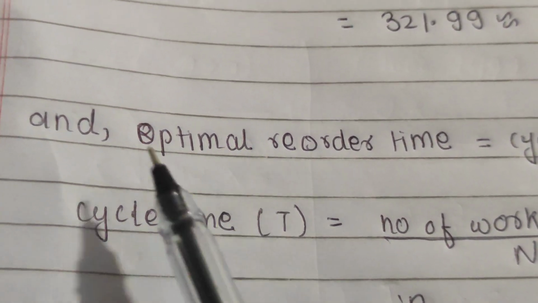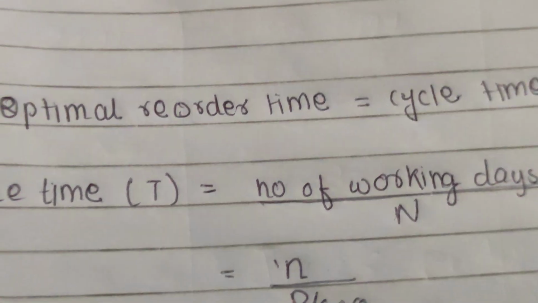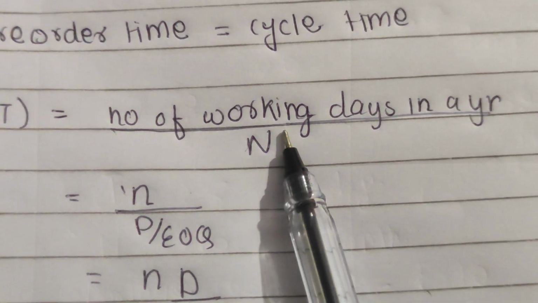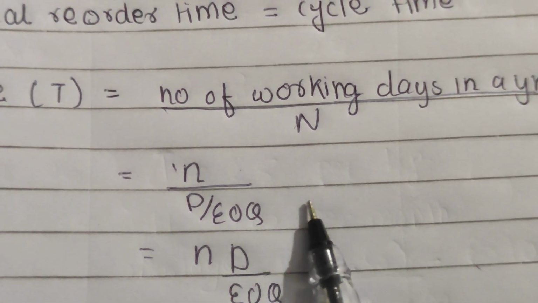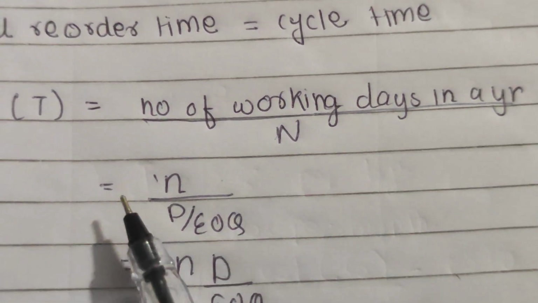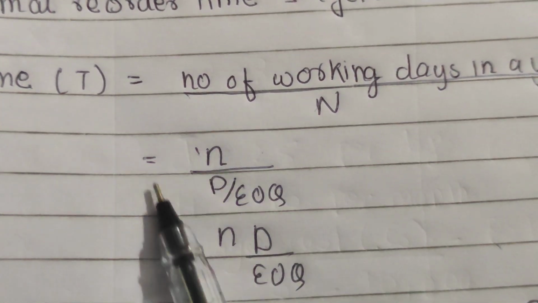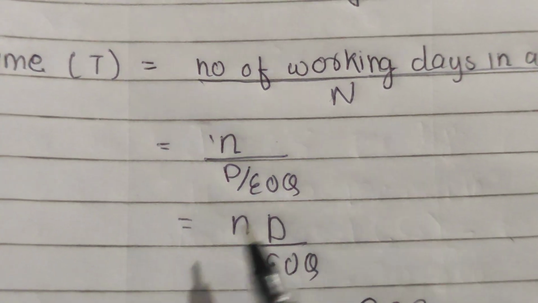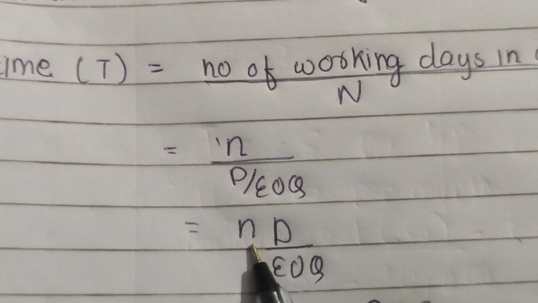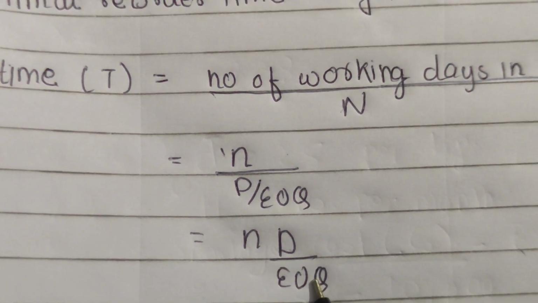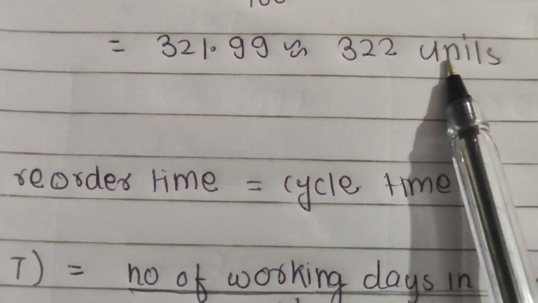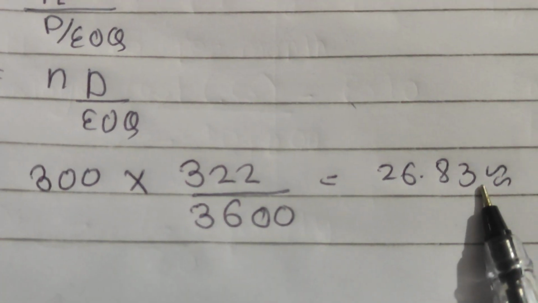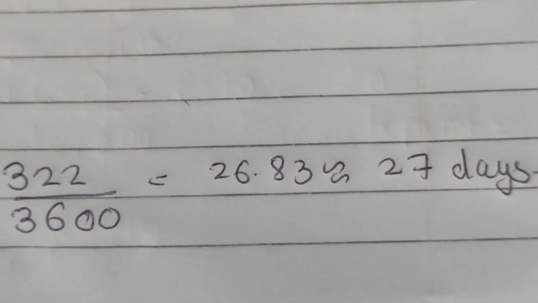Now as mentioned before, the optimal reorder time is equal to cycle time. So cycle time is given by number of working days in a year divided by N, where N is given by D divided by EOQ, and the number of working days in a year is noted by n. Now substituting the values, where n is 300, D is 3600, and EOQ is found to be 322 units. After calculating, we get 26.83 days, which is equivalent to 27 days.